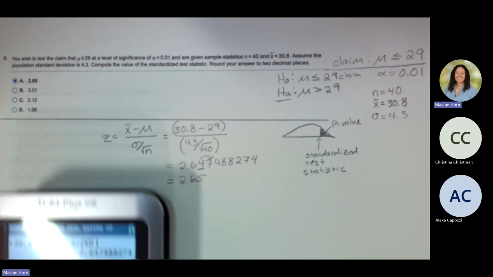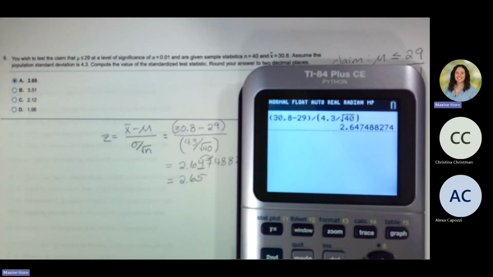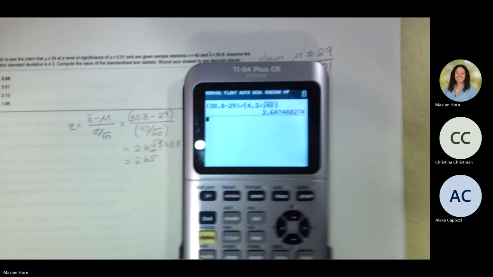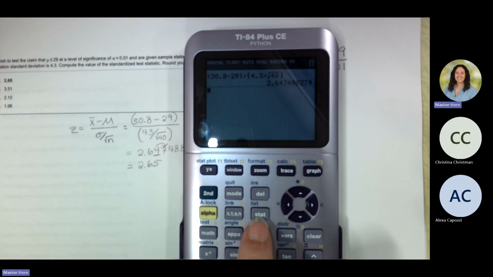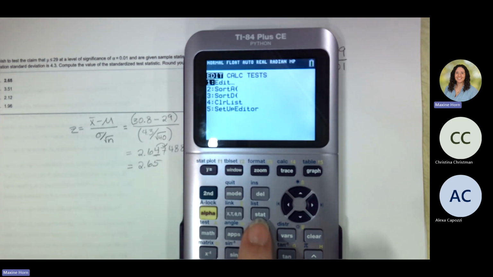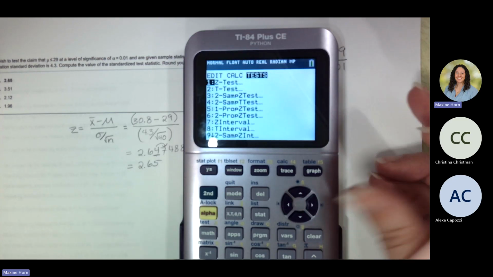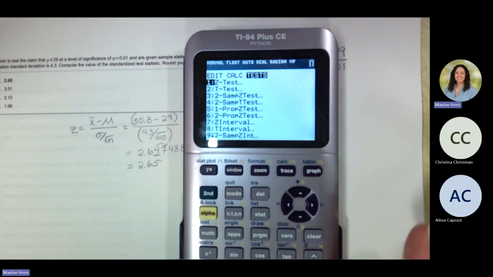So in order to find that by hand, what you're going to do is, actually, should I write that? Well, let's do it and then I'll write it out. You're going to go to Stat. You can't see that. I'm going to zoom out a little bit more. You're going to go to the Stat button, which is right here. You're going to arrow over to the right to Tests. So arrow and arrow. And then this first one right here, the z-test.